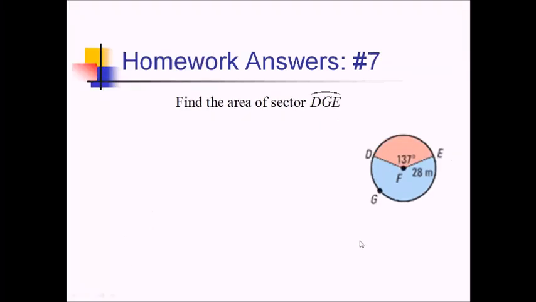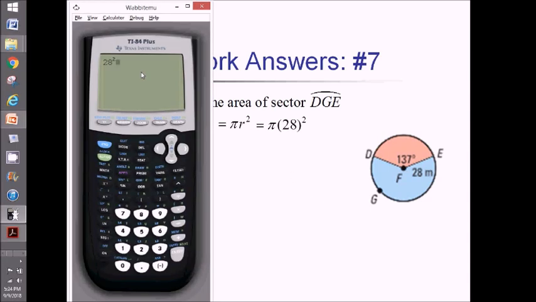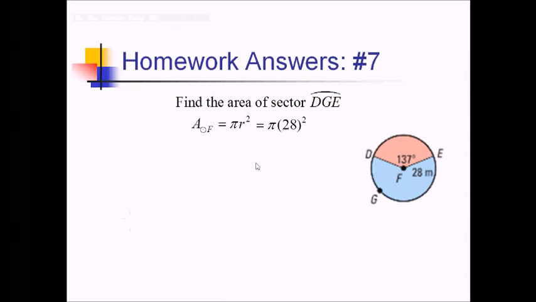For this one, we want to find the area of sector DGE. So we're talking about this blue sector area here. To do that, we need the area of the whole circle, and we also need to know the measure of this arc. Let's start with the area. That's going to be pi r squared, which in this case is pi times 28 squared. 28 squared comes out to 784, and I'll just keep pi around here for now.